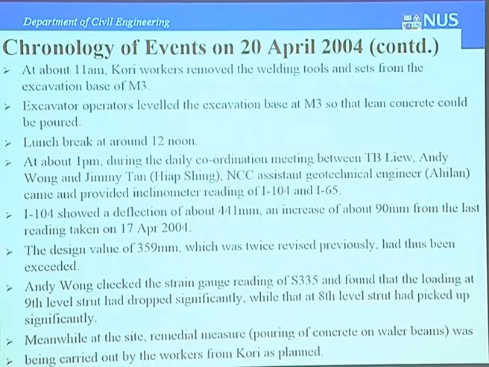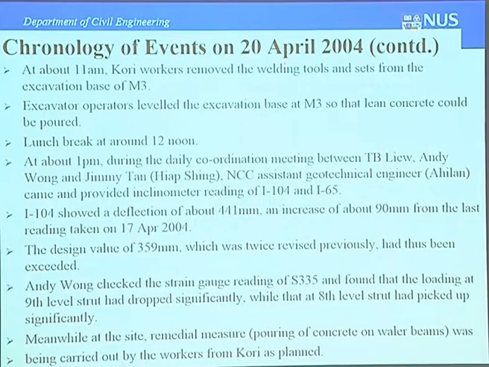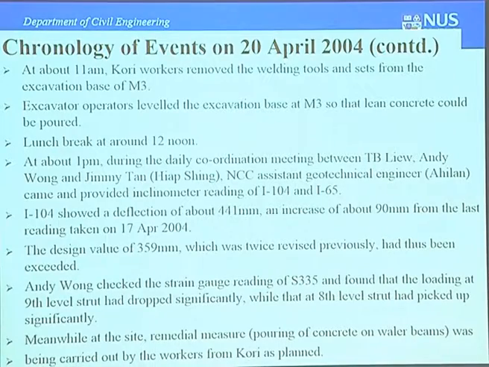At about 1 p.m., the daily coordination meeting, the provided inclinometer reading show a deflection of 441 millimeters. It's that much, you know. Okay, an increase of 90 millimeter from the reading taken 3 days ago. So you can imagine the increase in the reading. The design value of 395, which was twice revised previously, this is already revised upward twice. Originally 150, then I think 200 something, and then now 359, and then now it's shot to 441. You know, so it has been exceeded.